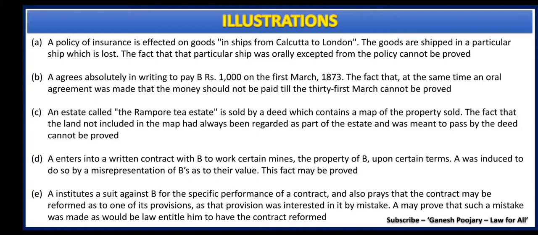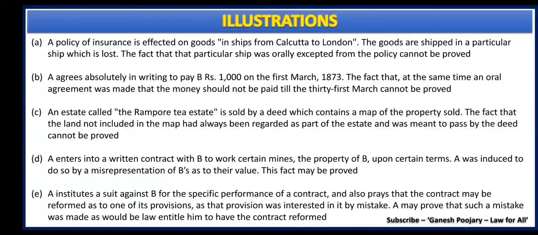In the second illustration, there is already in the document that the party has agreed to make the payment on 1st March 1873, and here the parties cannot say that oral agreement is there to make the payment by 31st March because it is not consistent with the documentary part. Only when it is consistent with the document part it is okay, but if it is inconsistent, in that case the same will not be considered. That is what we need to remember.